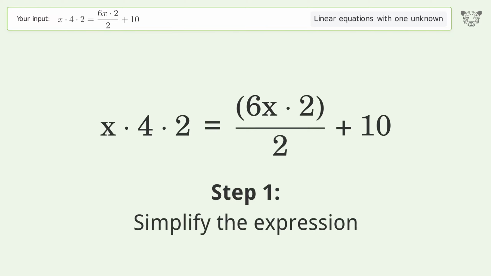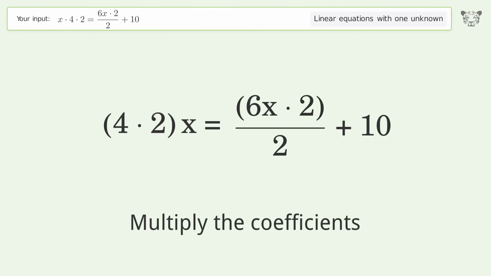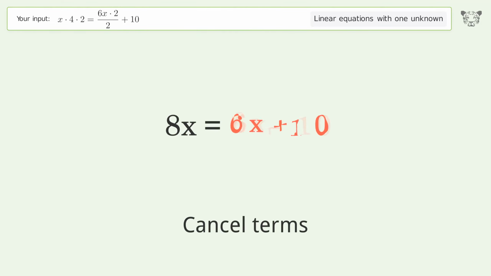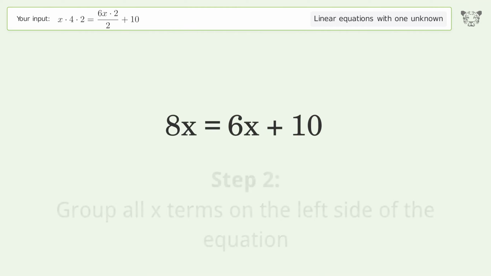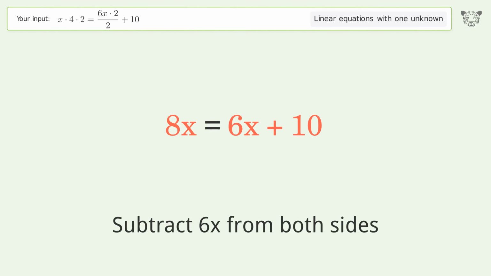Simplify the expression. Group like terms. Multiply the coefficients. Cancel terms. Group all x terms on the left side of the equation. Subtract 6x from both sides.